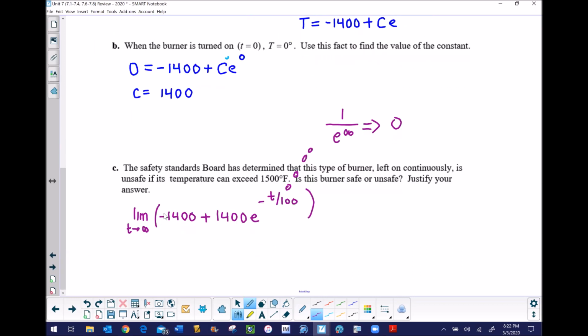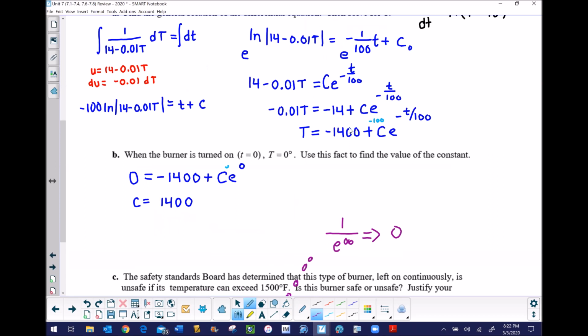This guy is supposed to be positive, guys, because this doesn't make sense, does it? If this becomes 0, like I'm saying, how could our temperature be negative 1400? That's cold. Somehow that 1400 was supposed to be a positive, but, oh, it's because I'm a dum-dum.